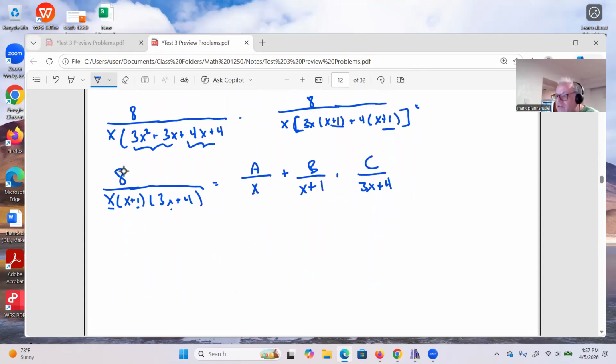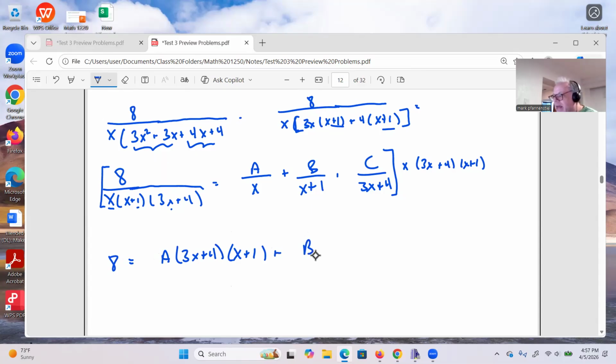So the first thing I'm going to do to solve this is multiply everything by the common denominator, x times 3x plus 4 times x plus 1. That's going to cancel out all of my common denominators, so we just have an 8 equals. Here we have A times 3x plus 4 times x plus 1. Plus, the x plus 1s cancel for B, so we have Bx times 3x plus 4, plus Cx. The 3x plus 4s cancel, so we have Cx times x plus 1.